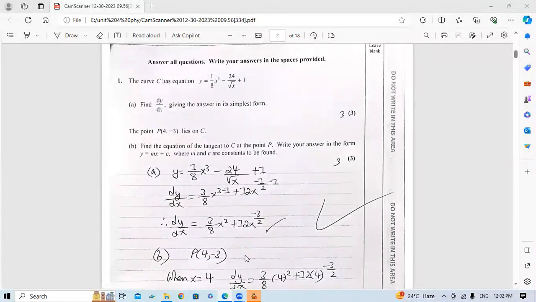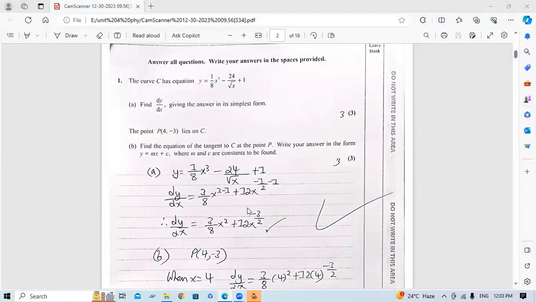In 1b, it has been asked that the point P has coordinates (4, -3), which lies on C. Find the equation of the tangent to C at the point P. Write your answer in the form y = mx + c, where m and c are constants to be found.